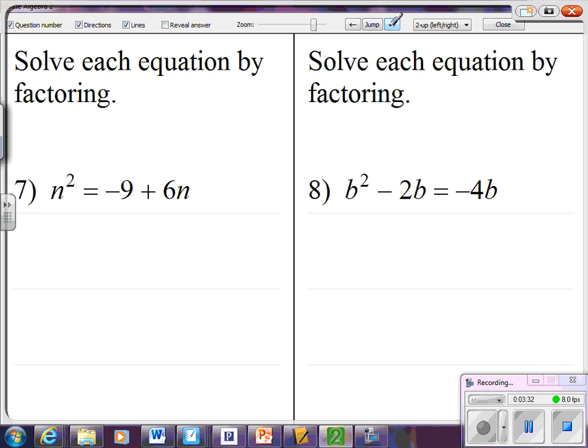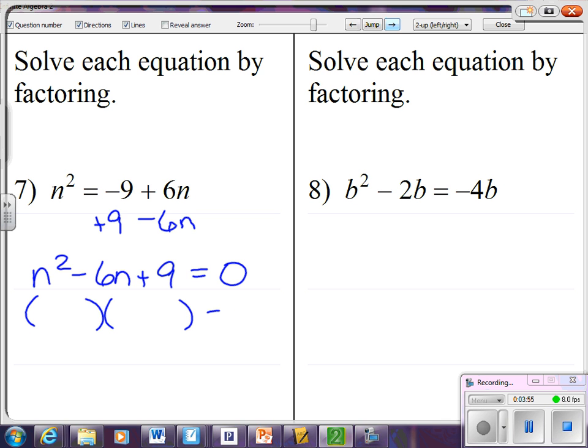Right. Again, you're going to want to move them. You want to put it in standard form, though, which means the n goes in the middle. So n squared minus 6n plus 9 equals 0. If the last sign's positive, what does that mean when it's a plus? They're both negative or both positive. So you look here, these are both going to be negative. So I'm going to get n minus 3, right?